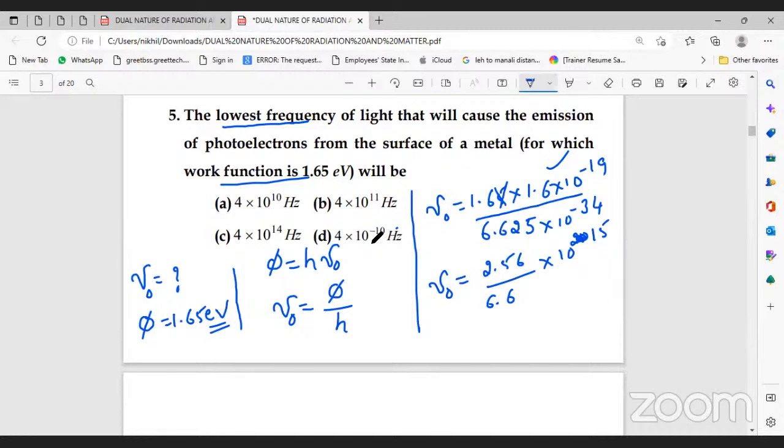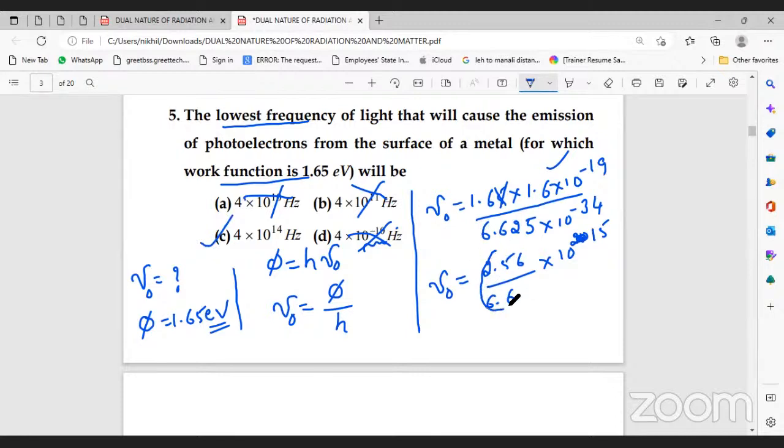Look at the options. This is given as minus 10, which is not possible, right? Yes, sir. This is also not possible. This is also not possible. So option C is close to 10 power 14, so you can tell option C, sir. Yeah. 2.5 by 1.6.